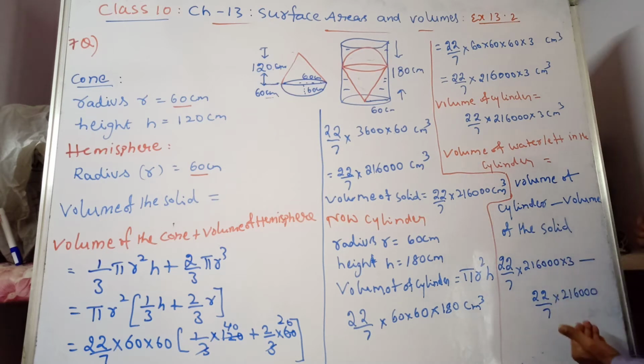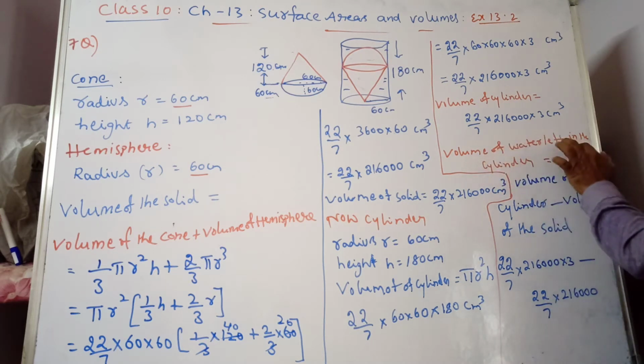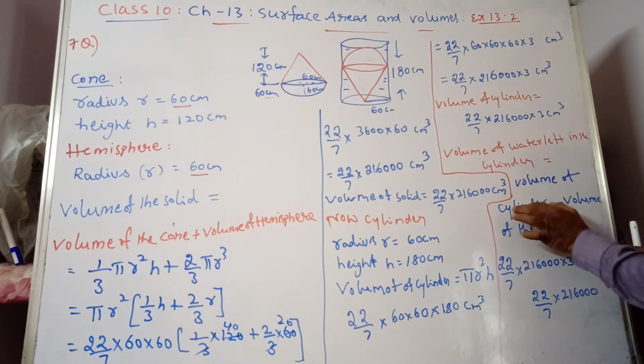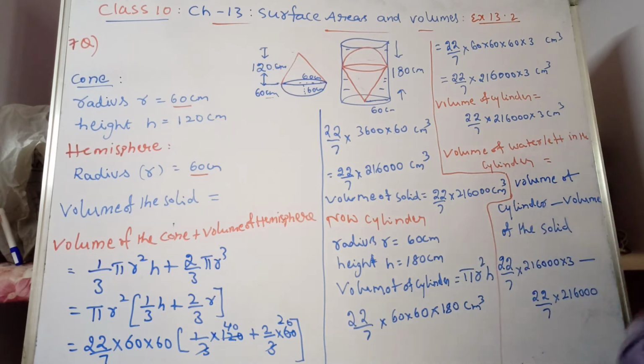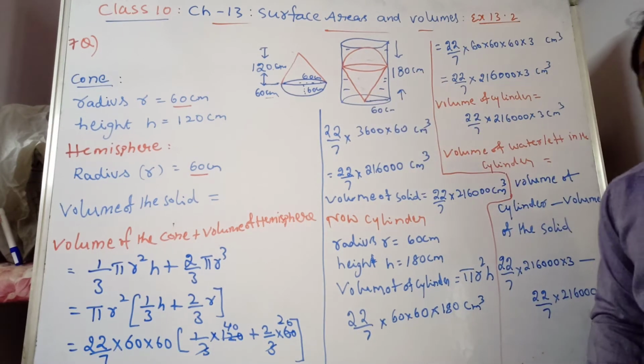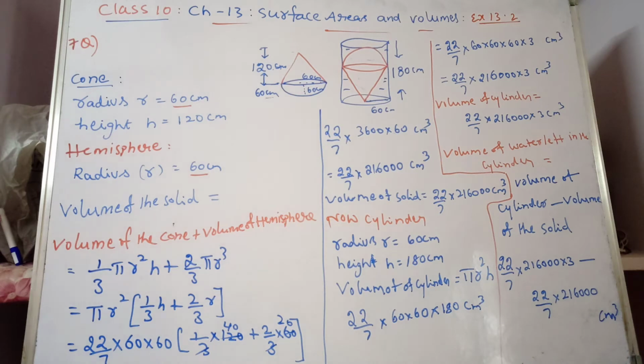So first you copy this part. Volume of the water left over in the cylinder is volume of the cylinder minus volume of the solid, which is equal to, this is centimeter cube. So this you have to subtract. You see, in both the places, the terms which are common, take them out so that the calculation part will be easy. We'll do that side. First copy this part.